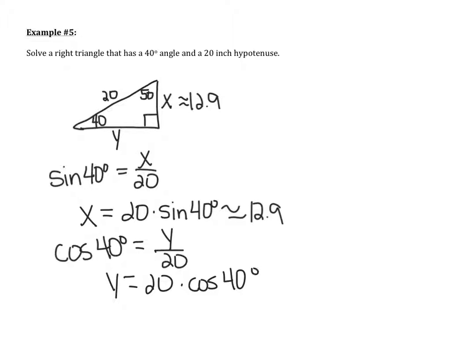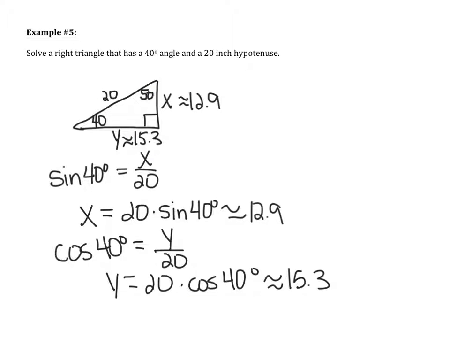And just like before, we're going to get a decimal approximation. And I got about 15.3. So this is about 15.3. So now I have solved my right triangle. I have all 3 angles and all 3 sides.